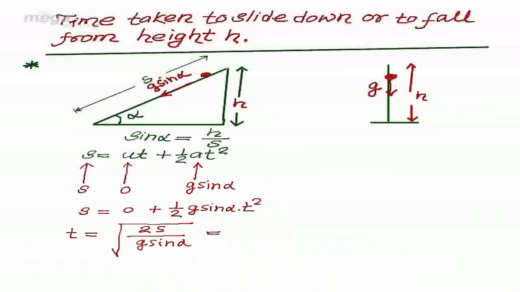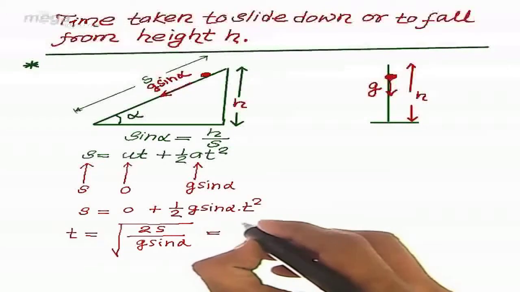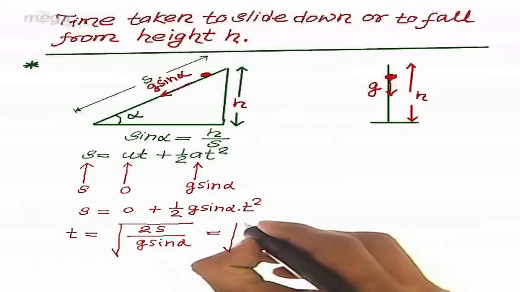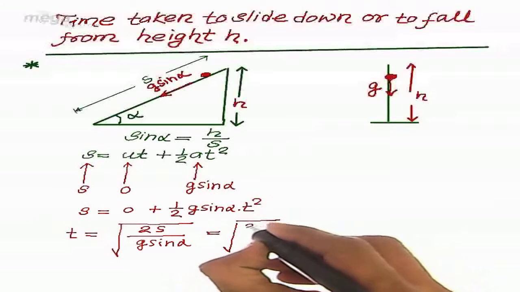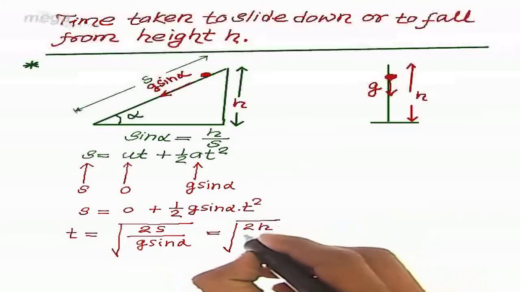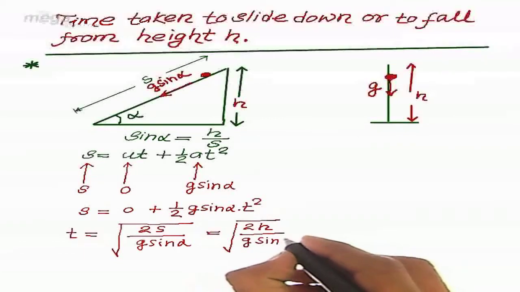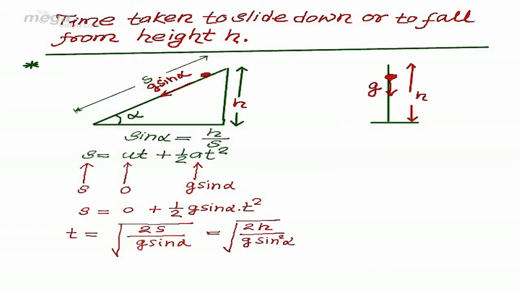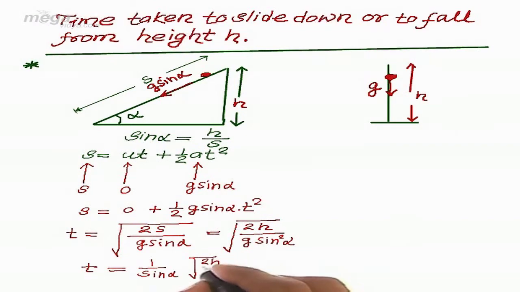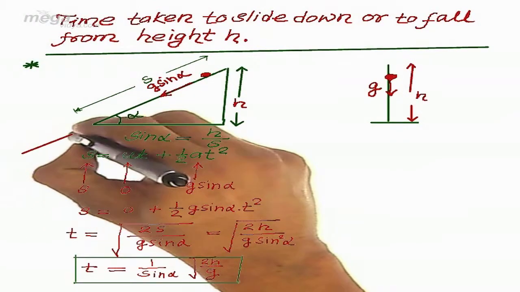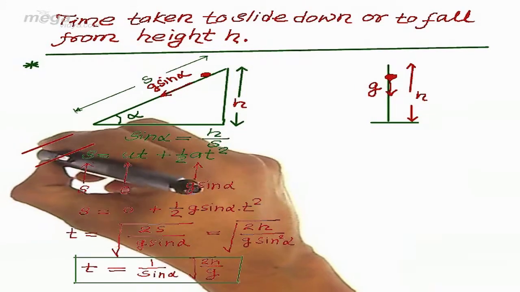Here s can be written as h upon sine alpha. So this equation now modifies to 2 times h upon g sine square alpha, or t is equal to 1 upon sine alpha under root of twice h upon g. This was case 1.